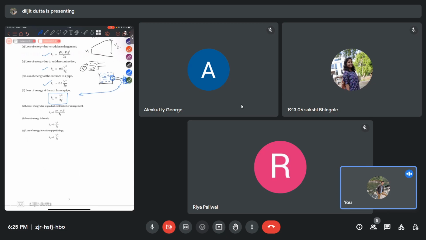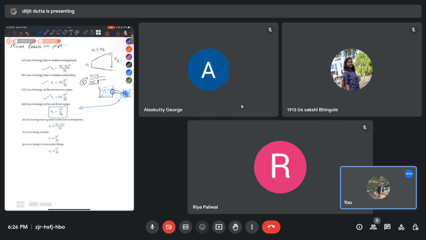And there is some loss of energy due to gradual contraction and enlargement. That was sudden contraction, so there might be gradual contraction also. If there is gradual contraction, then it will be K into V1 minus V2 whole squared by 2g. The value of K depends on the slope of the contraction or the slope of the enlargement.